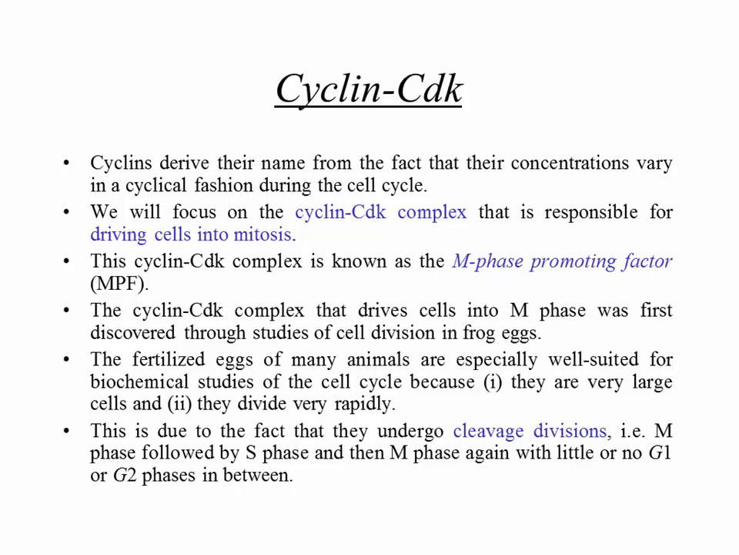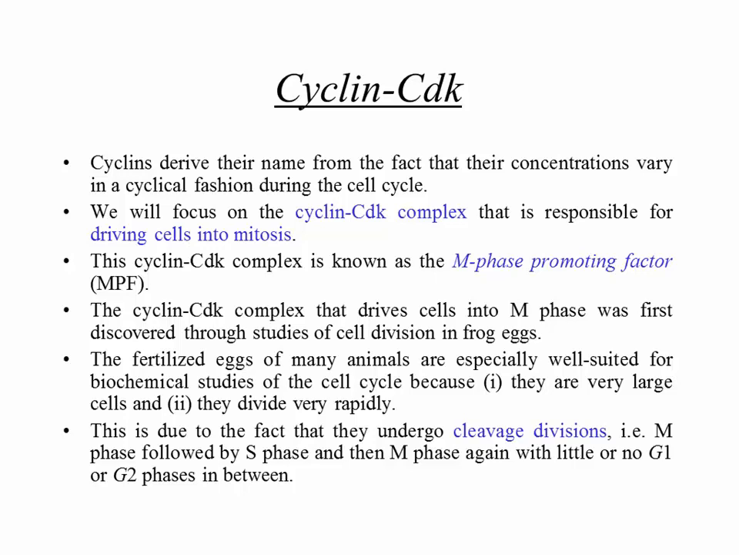Now, the fertilized eggs of many animals are especially well suited for biochemical studies of the cell cycle because, number one, they are very large cells, right? If you take a frog's egg, it's about 1 millimeter in diameter. That's pretty large for a cell, okay? Because for a cell, you're looking at micrometers in size. A frog's egg is about a millimeter in diameter.